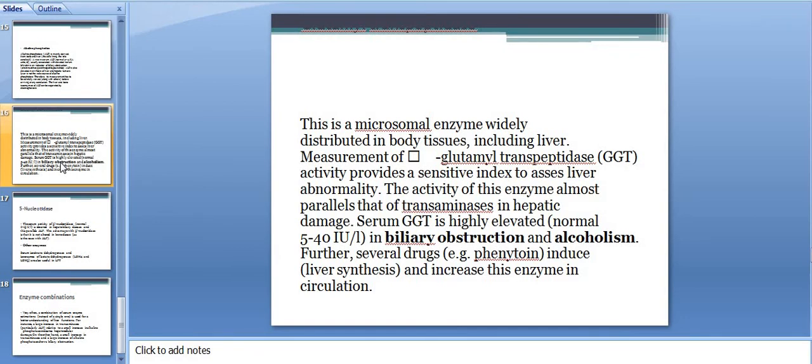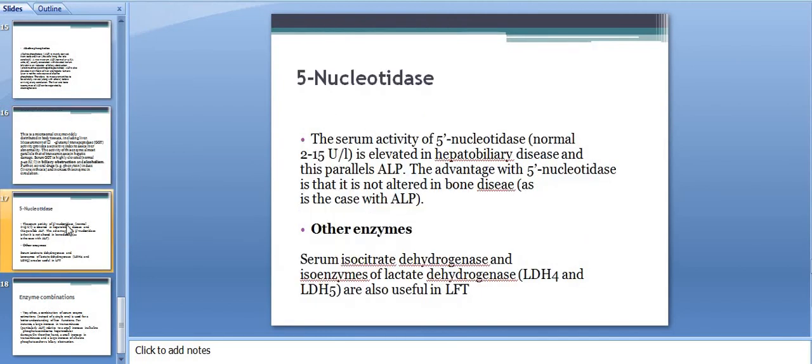Further, several drugs induce and increase this enzyme in circulation. Next, coming to 5' nucleotidase. The serum activity of 5' nucleotidase, normal value 2 to 5 U per L, is elevated in hepatobiliary disease, and this parallels alkaline phosphatase.